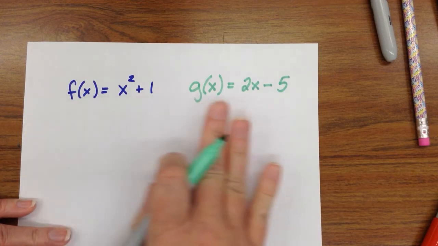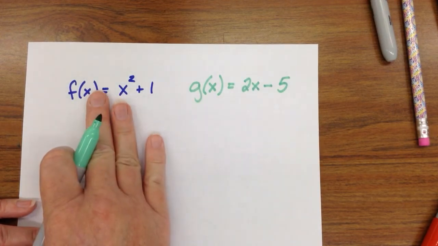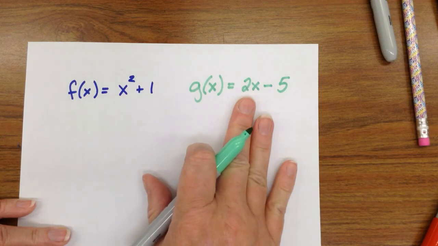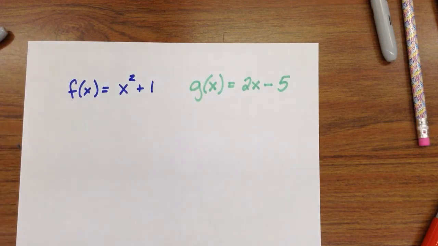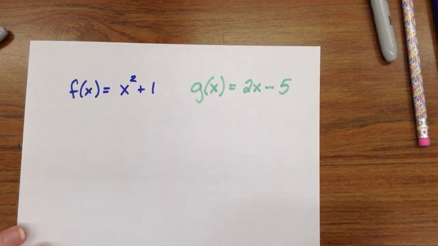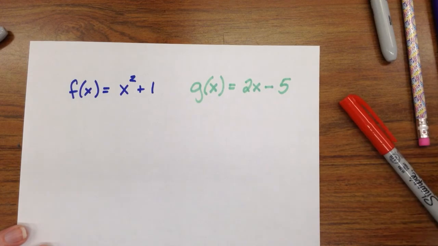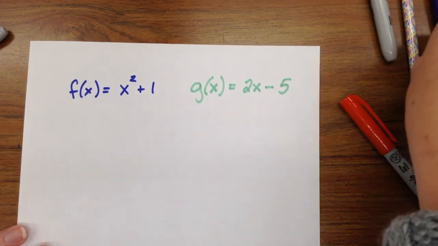So I'm handing these to you. I say, here's a function. I've named it f. Here's a function. I've named it g. And I want you to fill things into them. Well, how will I know what to fill in, Mrs. Klein? I'm glad you asked. That's our function notation.